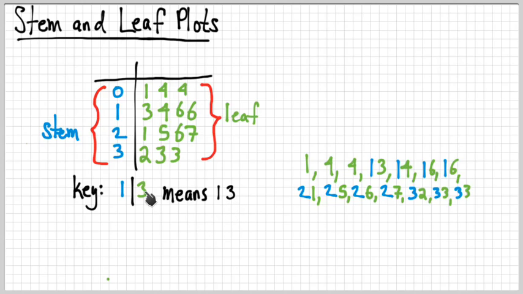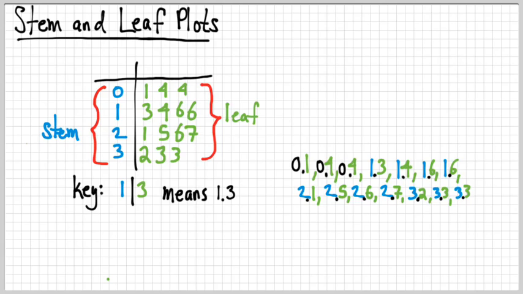Really quickly, this key is really important because it could say something like 1 and then a line with a 3 means 1.3, for example. In which case, that would change what these numbers are. That would mean there was a decimal point where this line goes: 0.1, 0.4 and 0.4, and then 1.3, 1.4, 2.5, and so on, to 3.3. So it's very important to pay attention to what this key means. Sometimes there might even be another decimal afterwards. 1, 3 could mean 130, or who knows.